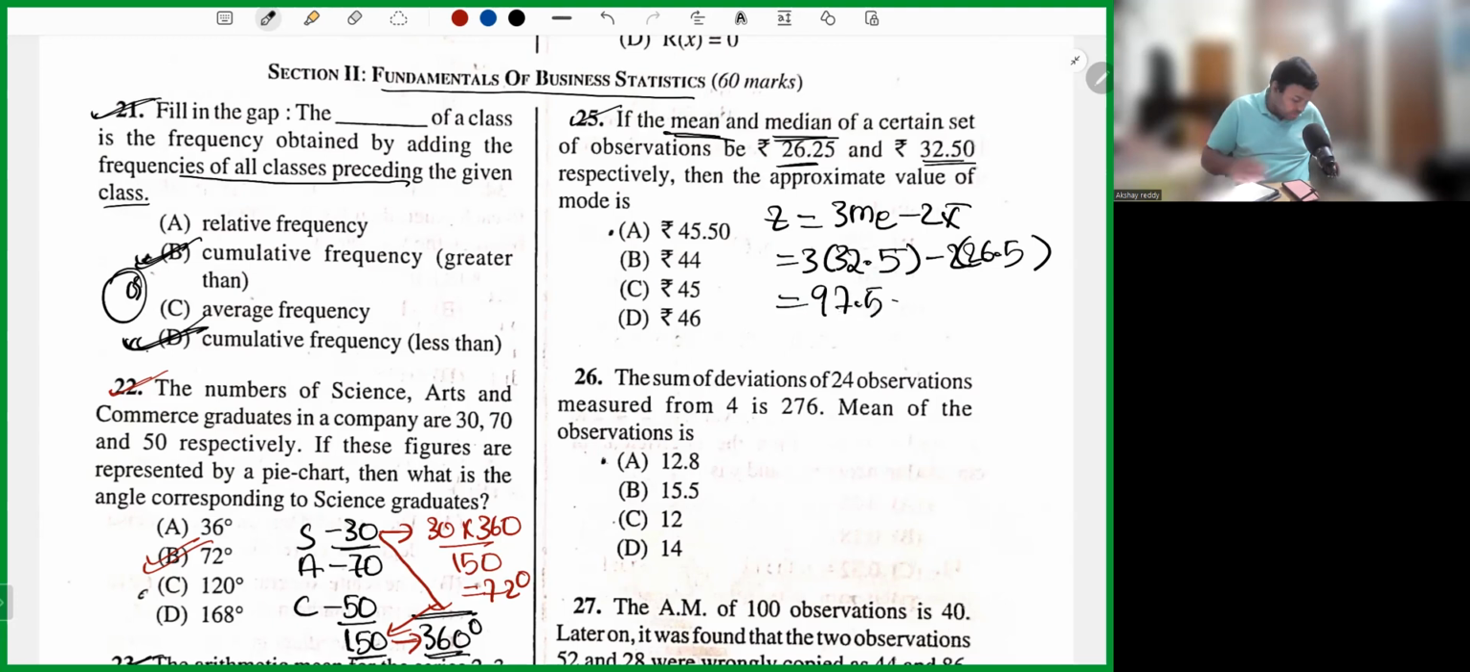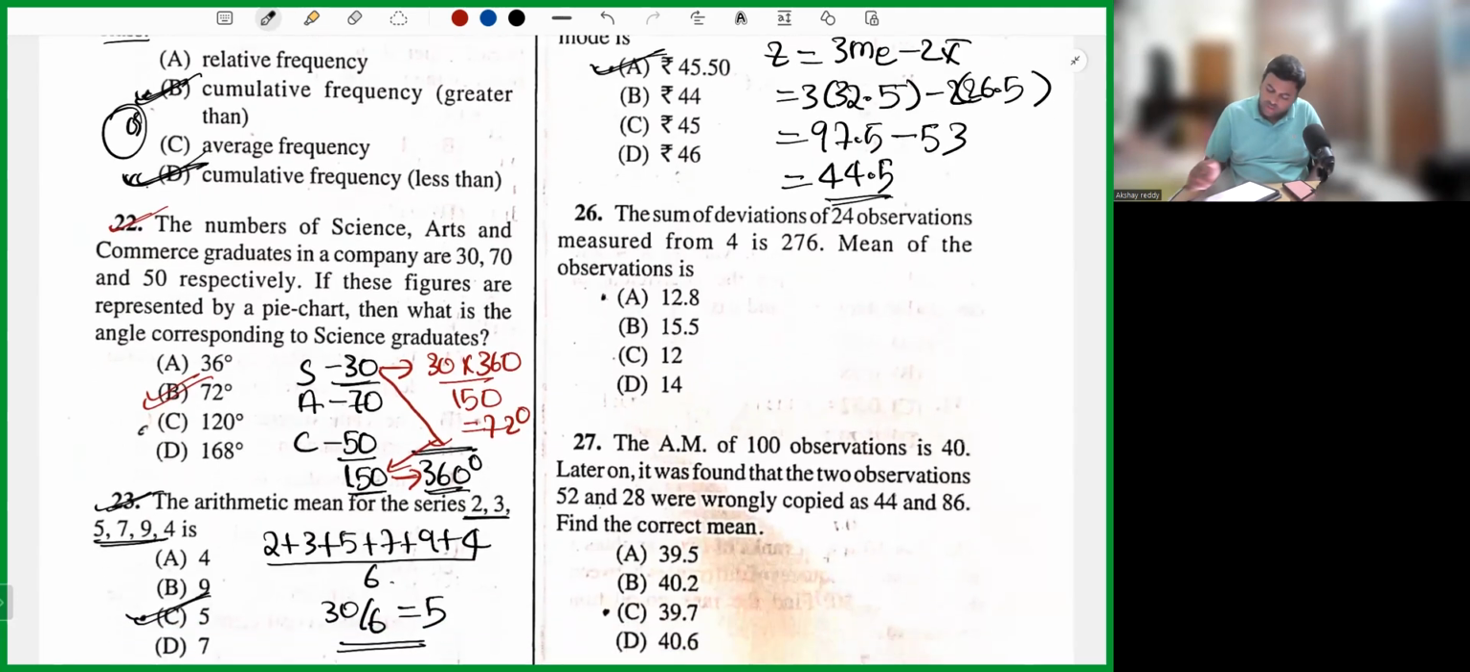97.5 minus 26.5 into 2. 53. So we'll get the answer as 44.50. So what's the answer? Simply answer is option A. Simple question, sir. It's a simple question, nothing much difficulty.